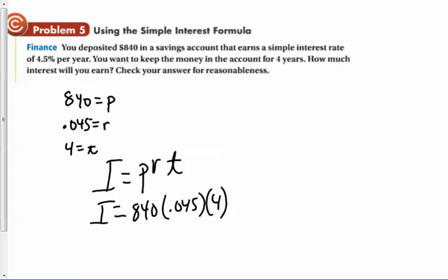No, hold on, I get $151.20. Okay, I get $151.20. That is how much interest I would get. So I could add that $151.20 to my original amount of $840, and that's the total amount. So that's pretty good interest, a good return on your money.